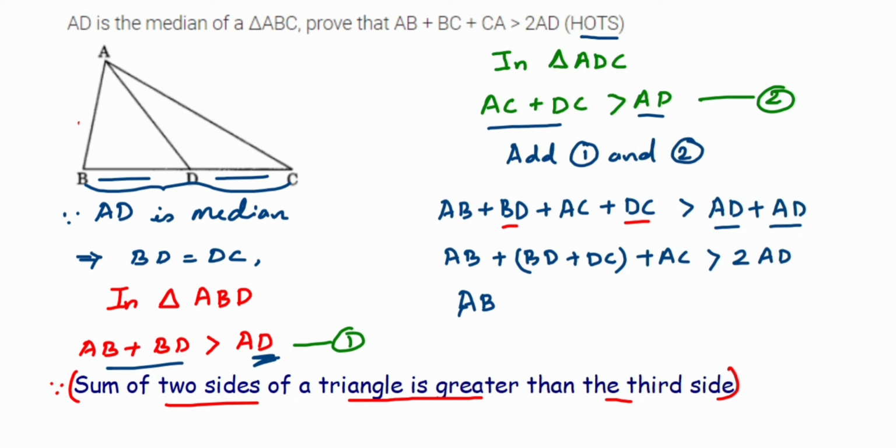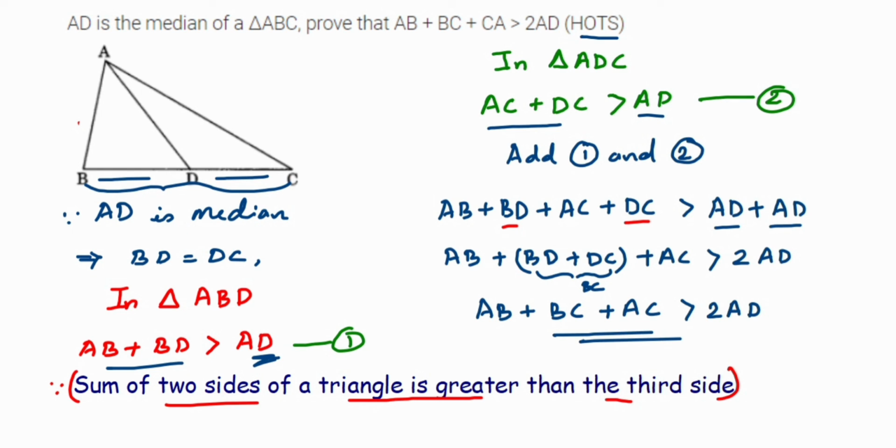So AB plus BC plus the third side, which is AC, or you can write down CA, anything, is greater than twice of AD. That's it. So it was quite a simple problem. We have proved it. So I hope it's clear. In the given question, they have given CA, or we can write down AC. Anything will be same. So hence it is proved. I hope it's clear. So you have to apply only one property, that is, the sum of two sides of a triangle is greater than the third side.